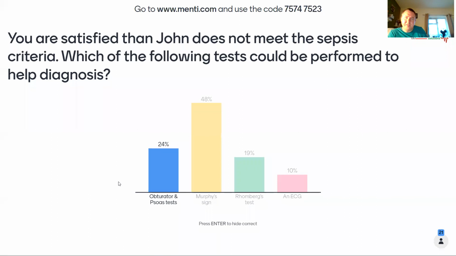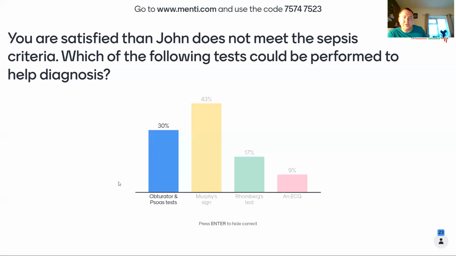So Murphy's sign. Murphy's sign is to screen for cholecystitis, which is inflammation of the gallbladder. Romberg's test is a neurological test to look for cerebellar symptoms, so not anything gastrointestinal at all. Romberg's test is where you get someone to stand with their feet close together, arms down by their side, and close their eyes. If they fall over or look like they're going to fall over, that's a positive Romberg's test, and it can give you concern about their cerebellum or their vestibulocochlear nerves, so their balance centers within their ear.